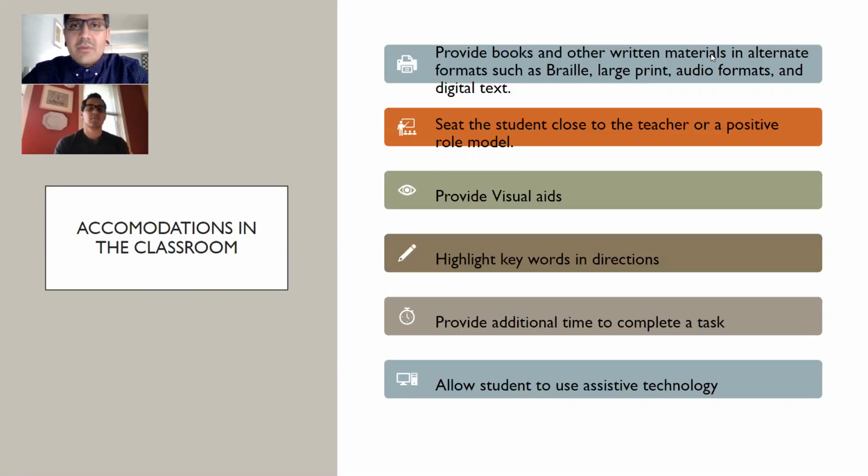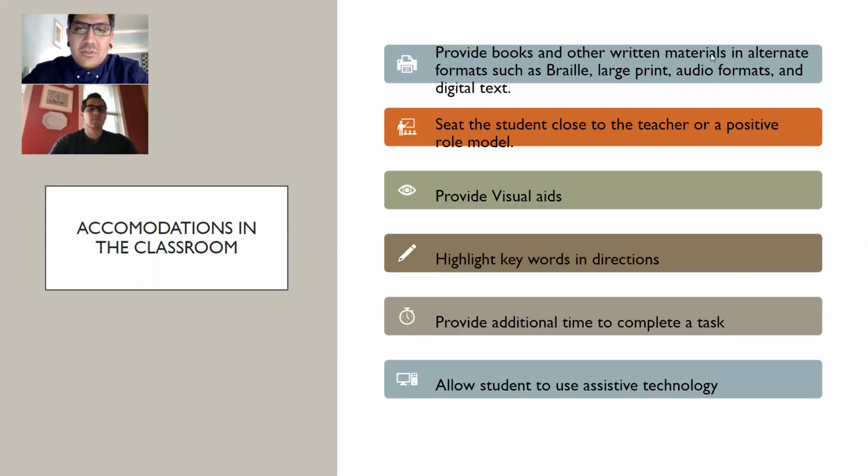Another example of an accommodation would be to sit the students close to the teacher or a positive role model. This is simply allowing them to remain focused, with closer proximity control. Another example would be to provide visual aids, and along the same lines, to highlight keywords and directions. These are removing the barriers of presentation. So these are not changing anything. They're just good techniques to give students to help them access the information.